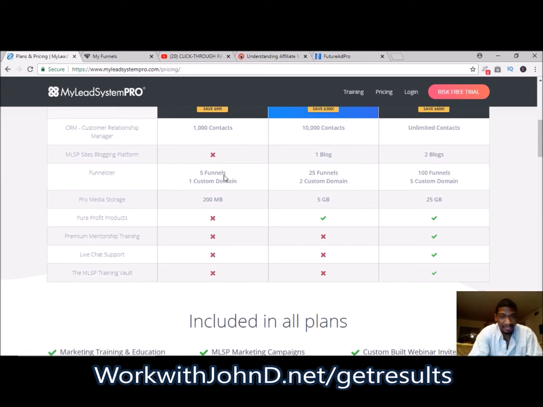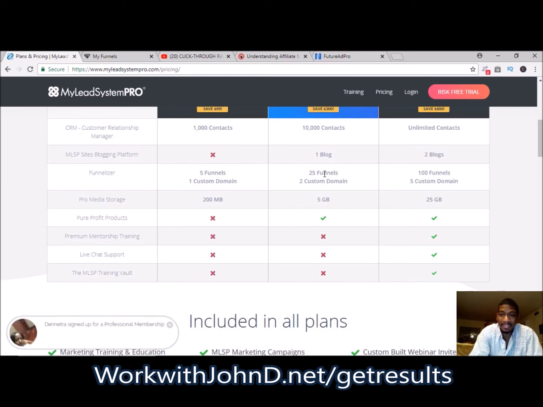With the funnelizer, basic can set up 5 funnels with 1 custom domain. Professional can set up to 25 funnels with 2 custom domains, and premium can set up 100 funnels and 5 custom domains. Now, you might not understand what that even means.